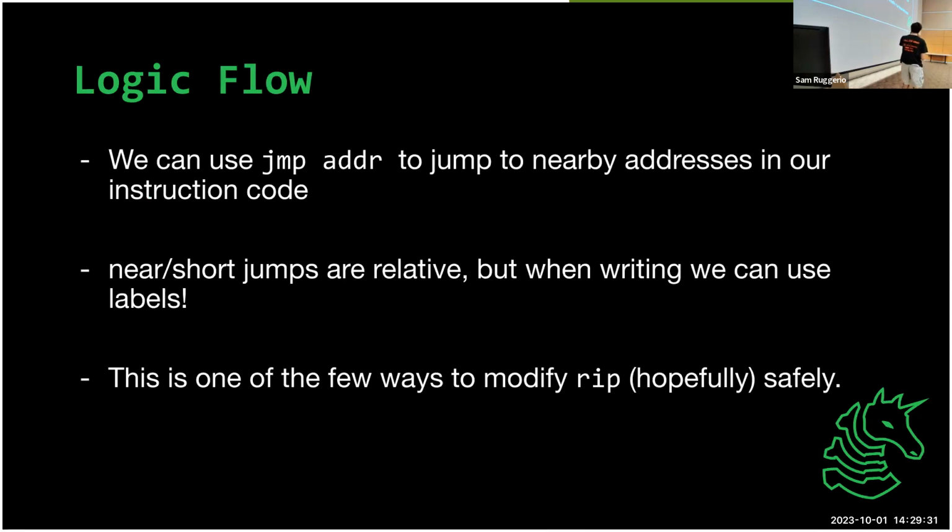Okay. Logic flow. So we like our if statements and go-tos and for loops and all that good stuff. We can use jump to go somewhere in our instruction memory. A lot of these jumps are relative, but when we're writing assembly and having it be compiled, we can use labels in our code, and the assembler will figure out those relative jumps for us. This is one of the few ways to modify RIP. There's also absolute jumping, so you could provide a full instruction memory address and jump to that. You can also use call, which will set up return registers on the stack and stuff, so maybe not always ideal depending on the situation.